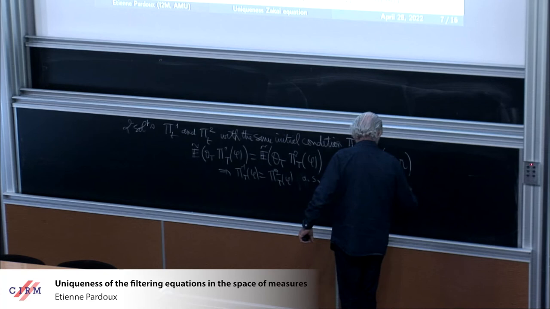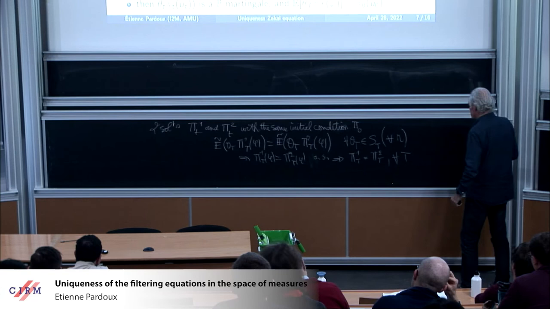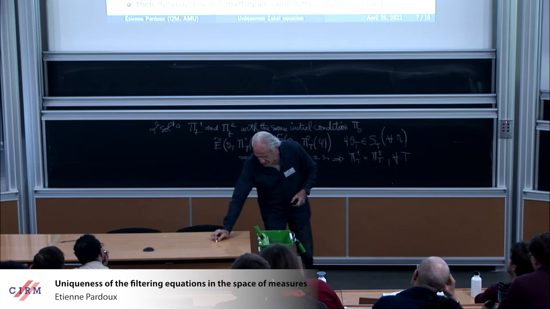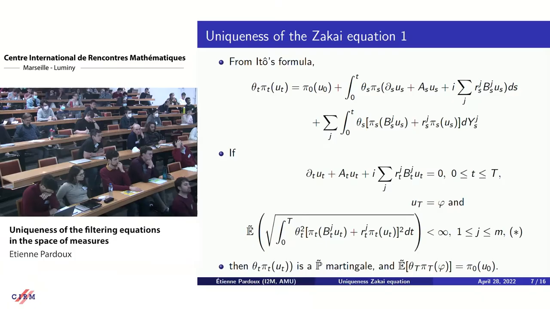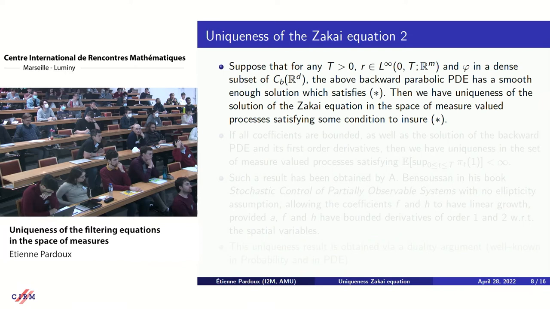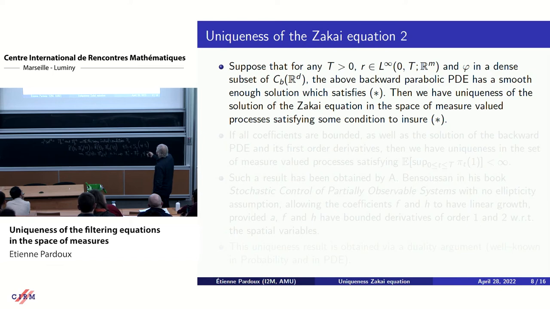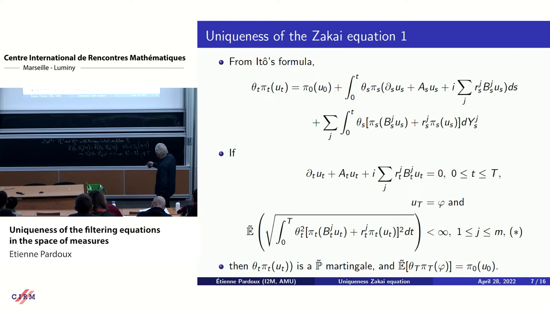Okay, so this is the basic argument, which is not due to me, but I will explain what we do next. I have written here what I have explained on the board. And then what we get is uniqueness of the solution of the Zakai equation in the space of measure value processes, which satisfies some condition which implies that this is satisfied.